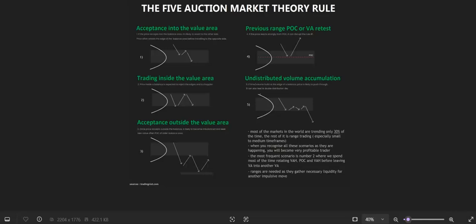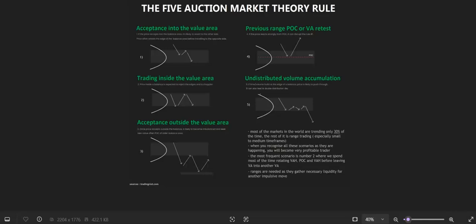It's important to understand that markets only trend 30% of the time, and 70% of the time, most assets trade within a range. And many traders use what's called auction market theory as a basis for how to evaluate an asset when it is ranging.